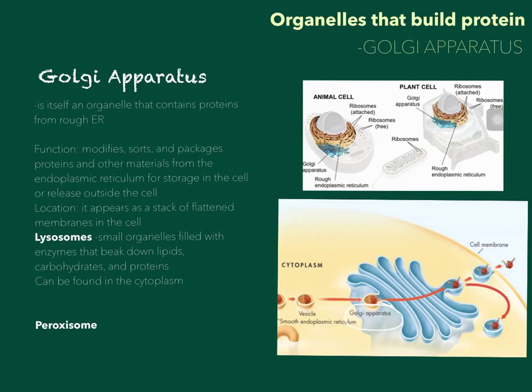Lysosomes and peroxisomes are related to the Golgi apparatus. Lysosomes are small organelles filled with enzymes that break down lipids, carbohydrates, and proteins. They can be found inside the cytoplasm.